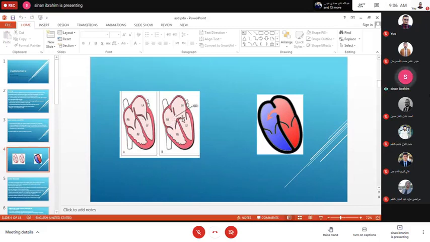In this picture on the left side, you will see A and B. The A shows the atrial septal defect secundum, ASD secundum, while the figure B shows the ASD primum. This is the primum. We see it in the lower part near the mitral and tricuspid valves, while the secundum is usually in the middle.